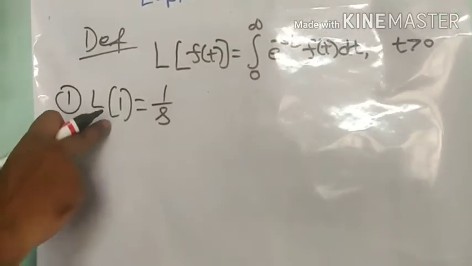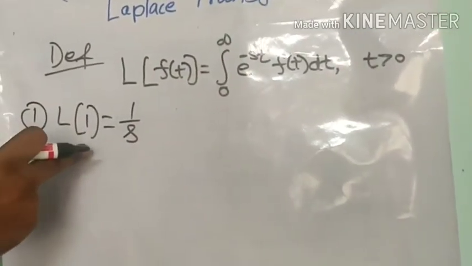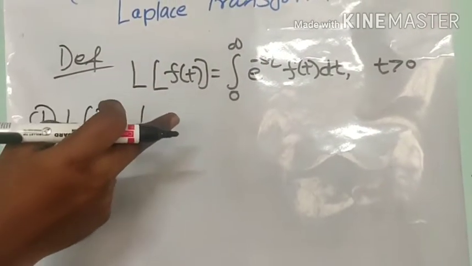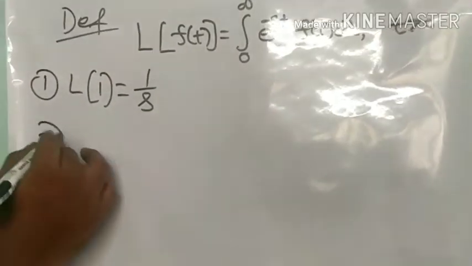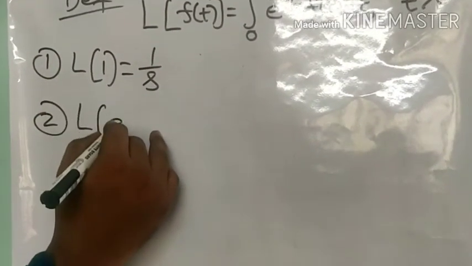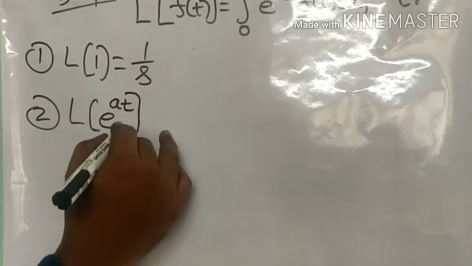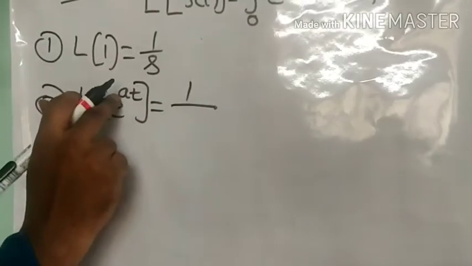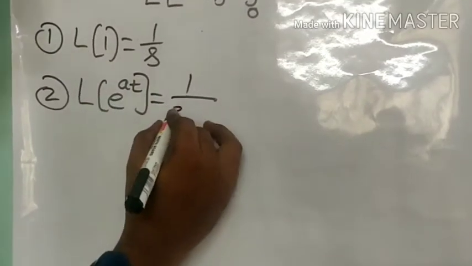Okay, so Laplace of 1 is 1 by s. You know how you get 1 by s using the definition. Okay, next. Similarly, Laplace of e power at. e power at is nothing but 1 by, here a, opposite minus a. So 1 by s minus a.